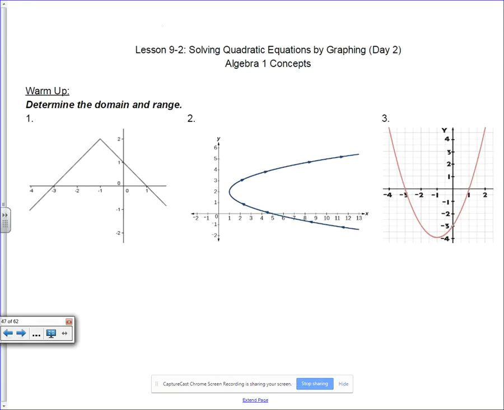All right, so my warm-up here, we're doing domain and range. Domain is all the x's. Which way do x's go, guys? Sideways. So does this thing go to the left, to the right, or both? Both. So if it goes both ways, you're going to tell me the domain is what? All real numbers.